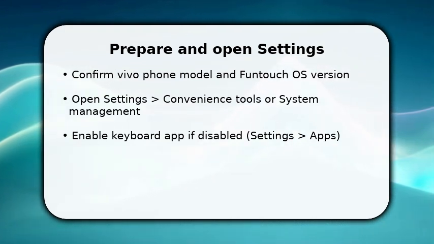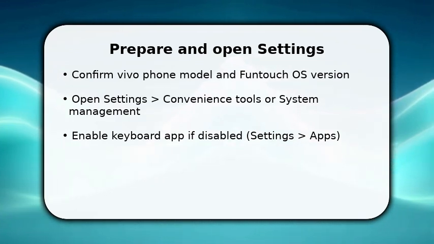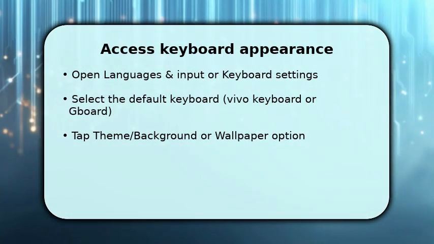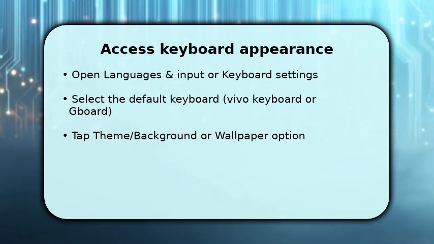You should now have settings and the keyboard entry visible. Proceed without delay to access keyboard-specific appearance controls. Now you navigate into Languages and Input or Keyboard Settings. This is where Vivo exposes appearance controls.